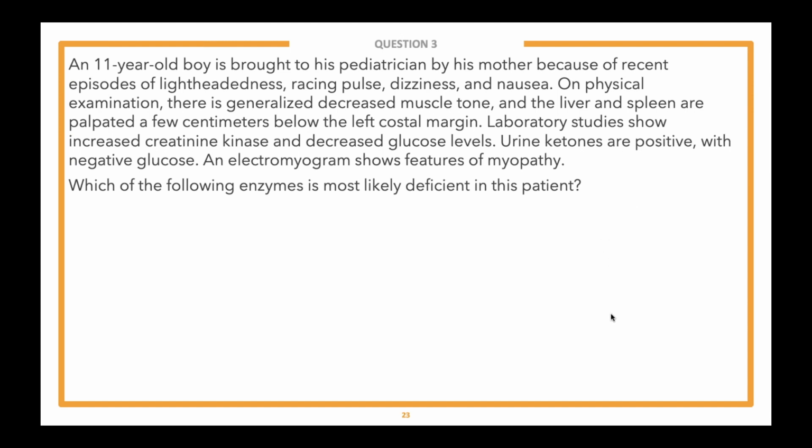Once again, start thinking about those important clues in the vignette and lead-in as I hand it off to Paris. Paris.